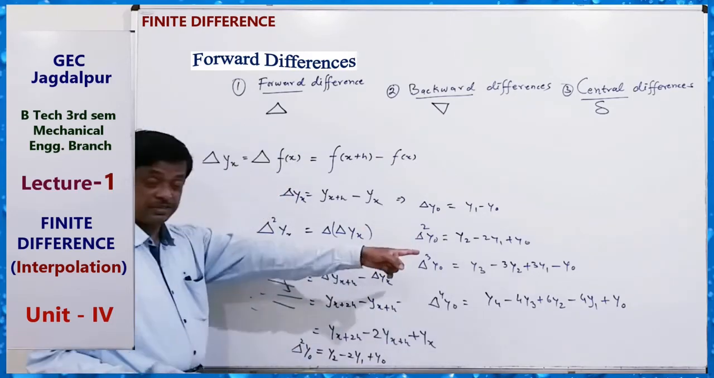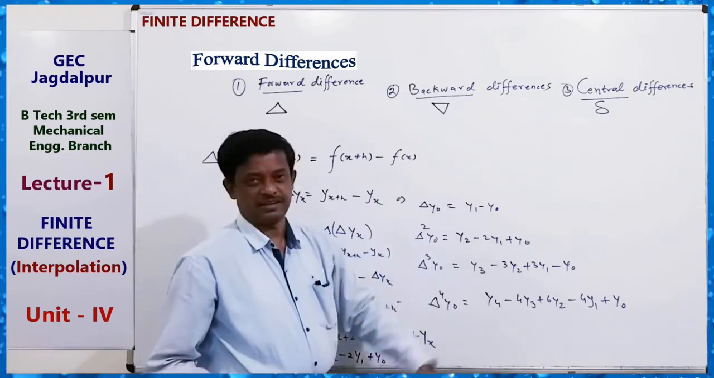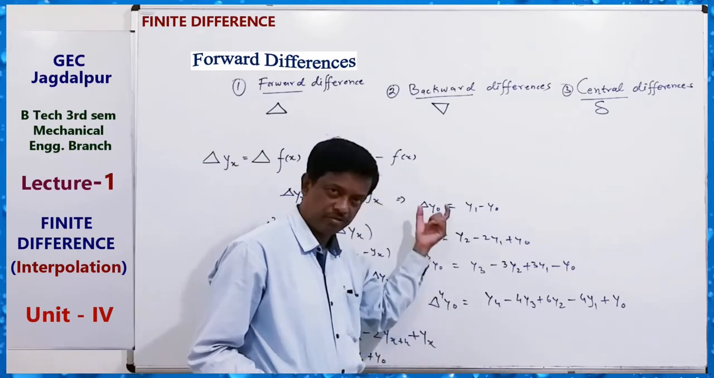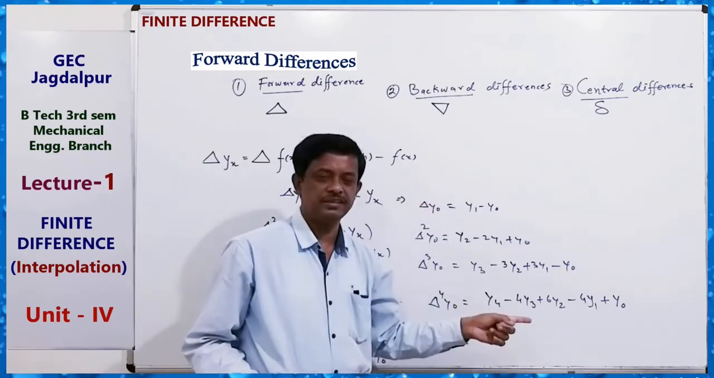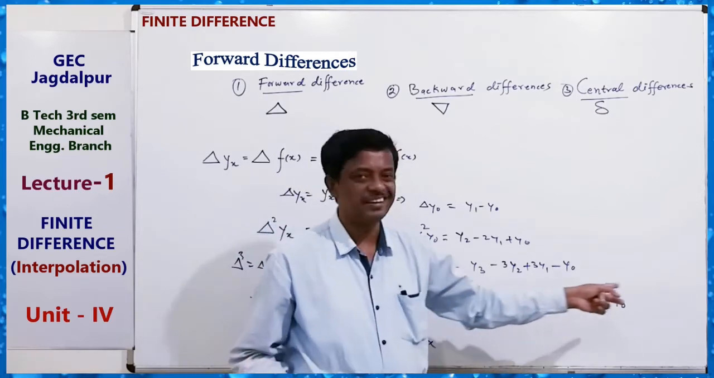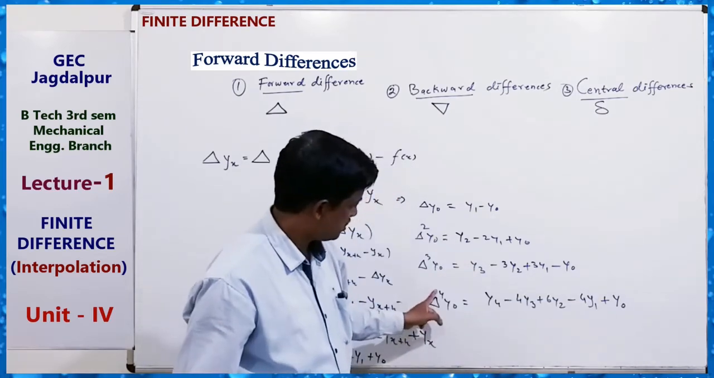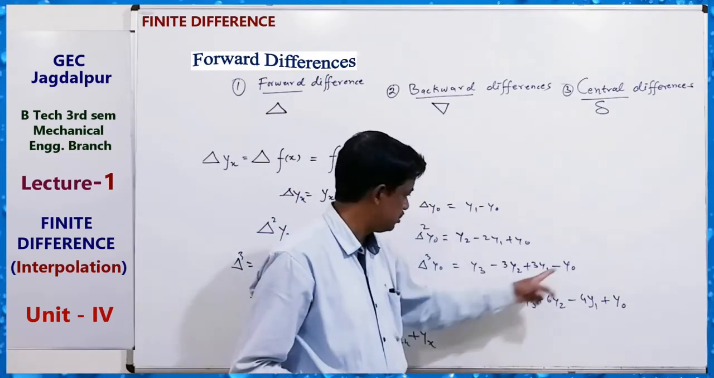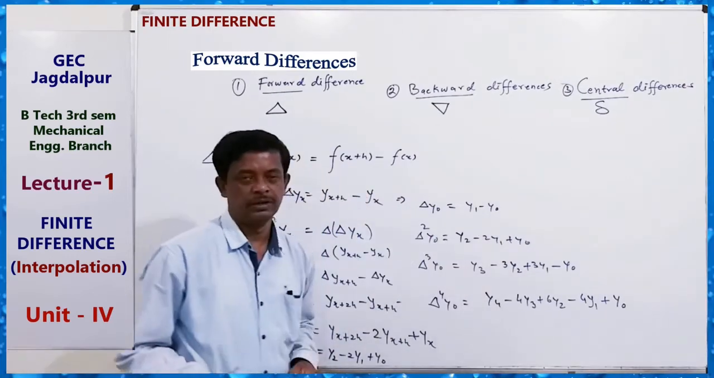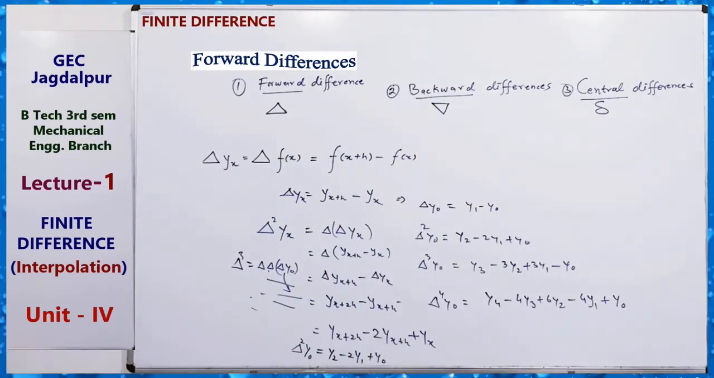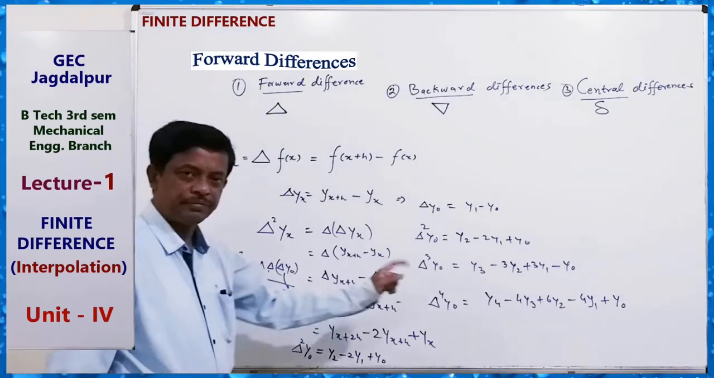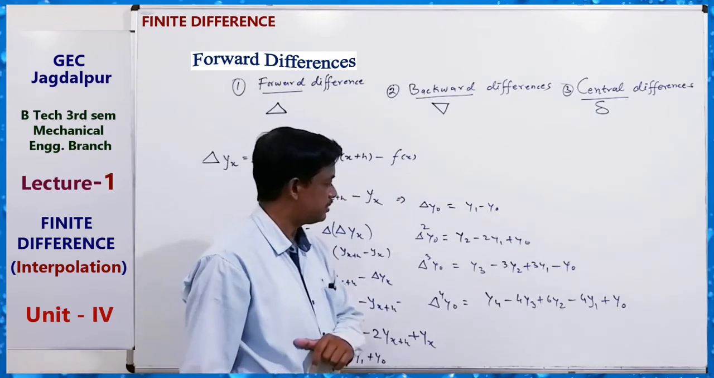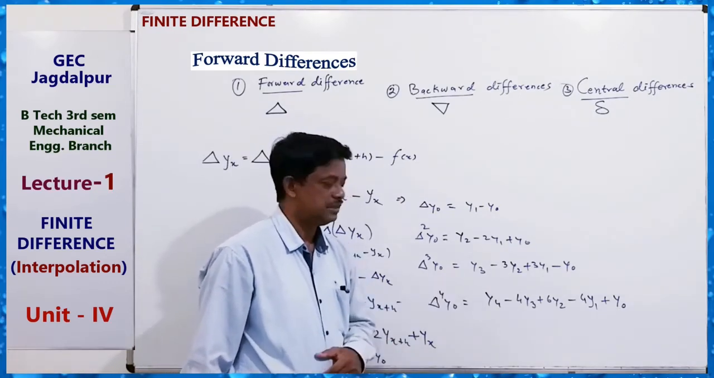From here we see that the forward differences of different orders can be expressed in terms of the entries. Fourth order difference involves y0 to y4, third order difference involves y0 to y3, then y0 to y2, then y0, y1. This is how we find the differences of different orders.